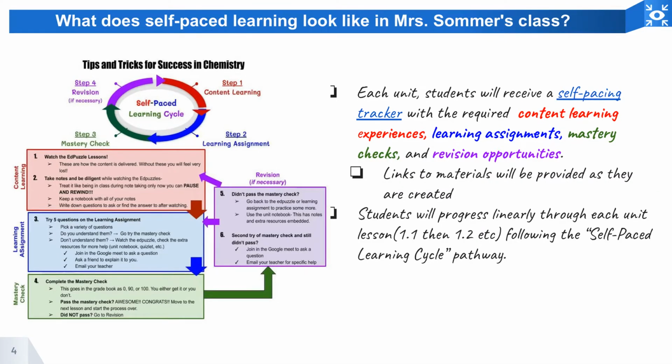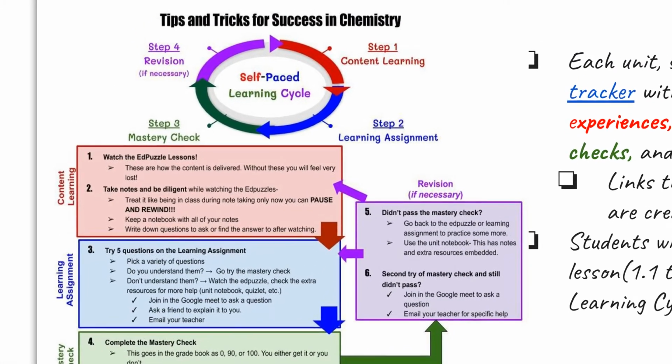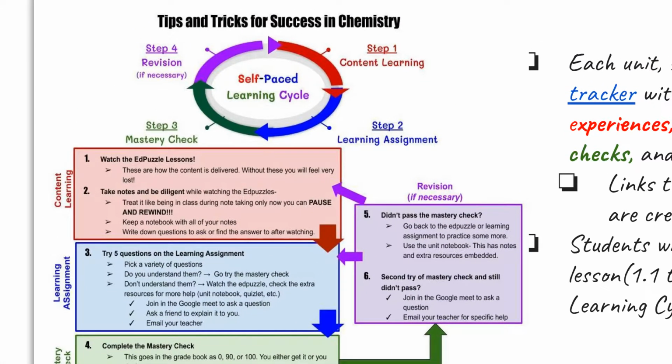So what does self-paced learning look like in my class? Each unit, students will receive a self-pacing tracker. A lot of times it is that one-page weekly lesson plan, or it's in Google Classroom with the required content learning experiences, learning assignments, mastery checks, and revision opportunities. Here we've got this cycle. We start with the content learning, then you do a learning assignment, then a mastery check, and then revision if necessary. If you don't need revision, you continue on through the cycle with each little lesson.